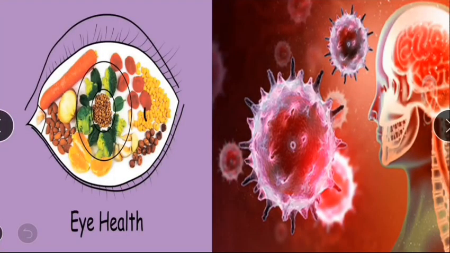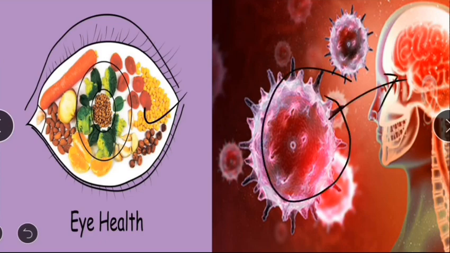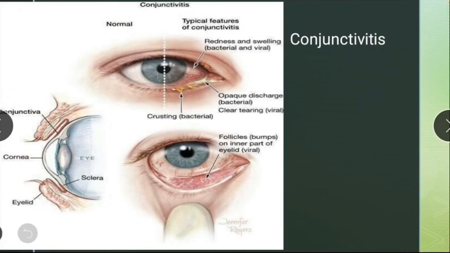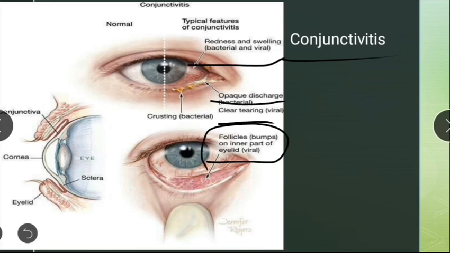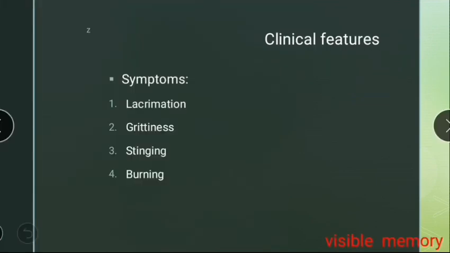It provides nutrition to the cornea, and in immunosurveillance it prevents the entry of microorganisms into the eyes. Coming to conjunctivitis, it is the inflammation of the conjunctiva. The common features are hyperemia, meaning redness and swelling, opaque discharge, and there may be clear tearing in case of virus, and follicles may be formed and crusting can occur. Common symptoms are lacrimation, grittiness, stinging and burning of the eyes.